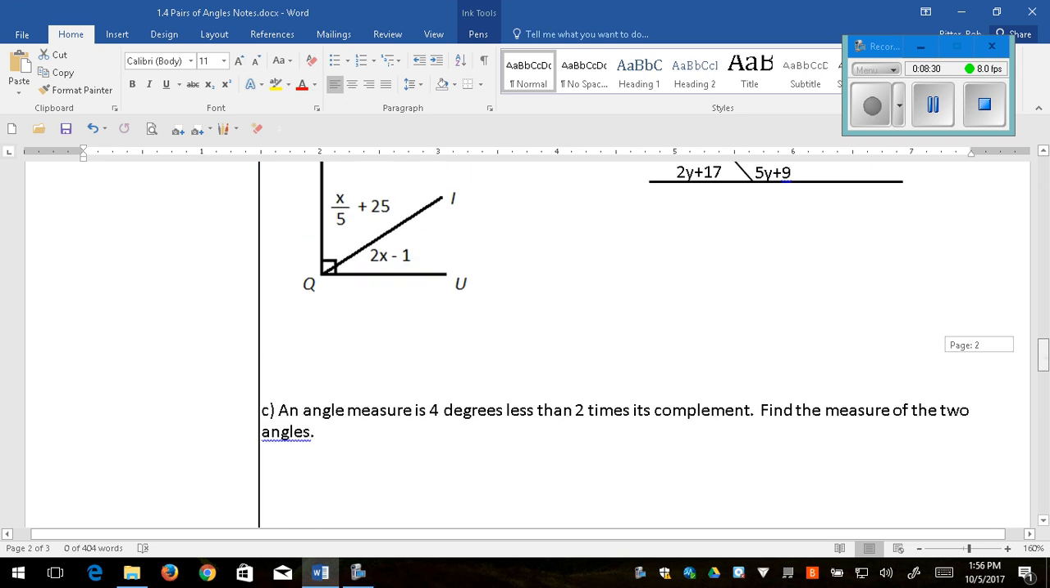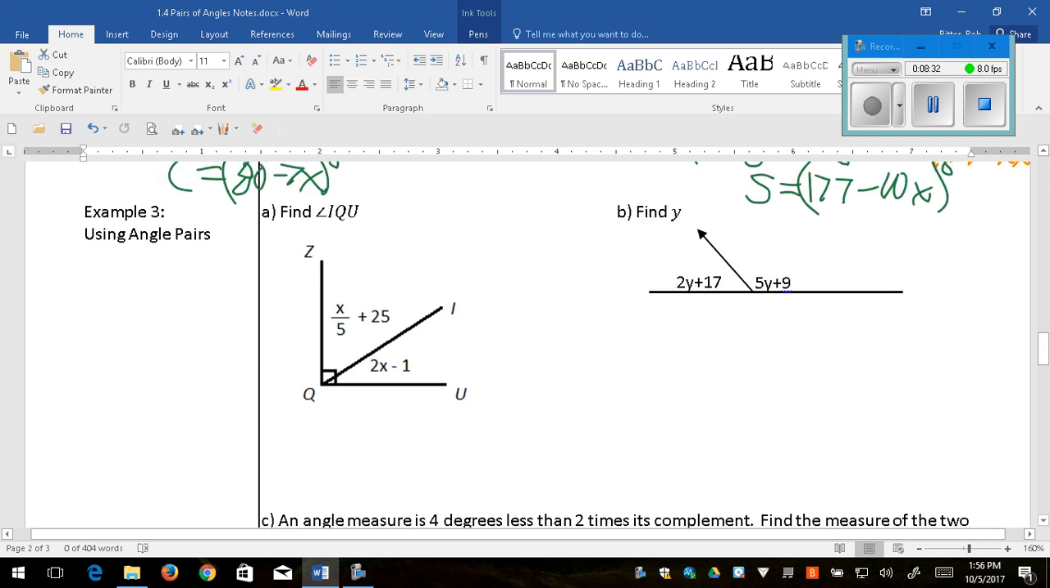Example 3, using angle pairs. These two angles in this picture are adjacent, this one and this one. They are adjacent, so they add up to the larger angle. And in fact, not only are they adjacent because they're two angles that share a common ray and a common vertex and add up to a bigger angle, but that bigger angle is 90 degrees. So in effect, there are two angles that add up to 90 degrees. So they are both adjacent and complementary.